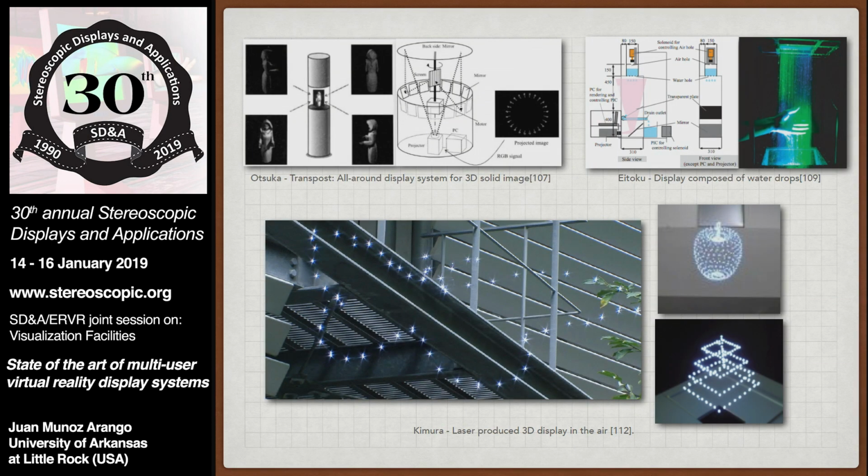Other approaches are, for example, Otsuka. He presents the Transpost system, and they project onto a spinning directional reflection screen with limited viewing angle, as you can see here. Eitoku also has a peculiar system that uses water drops, again, and they produce the images by using a tomographic approach.